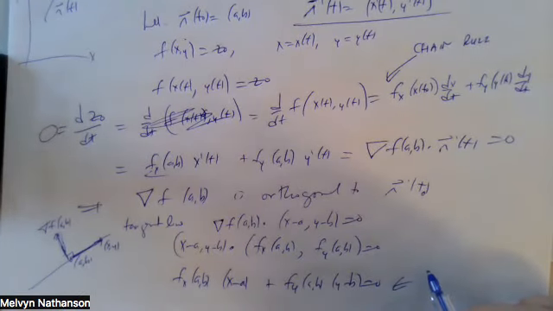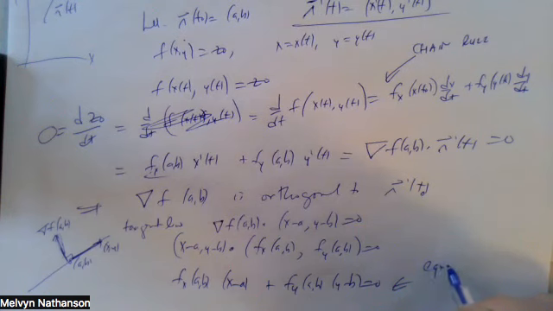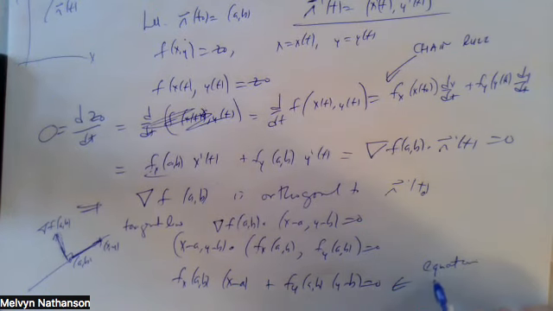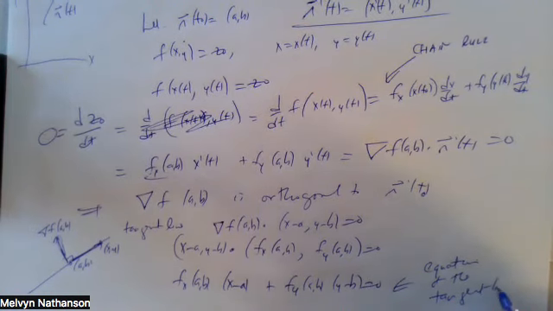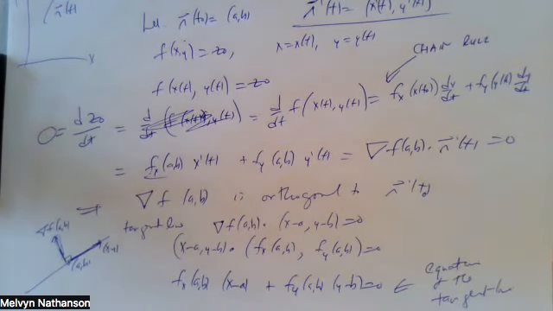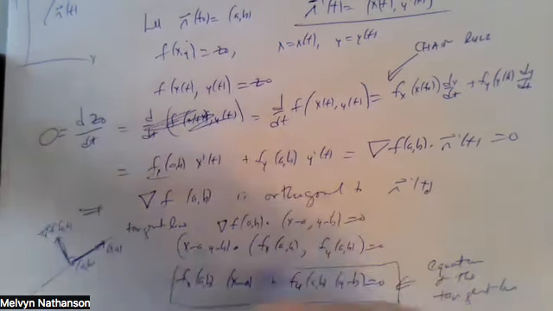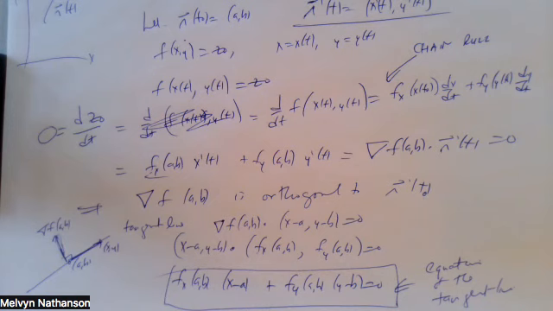So this is another equation of the tangent line. So this is another formula, if you like, for the tangent line to a level curve at a point (a, b).